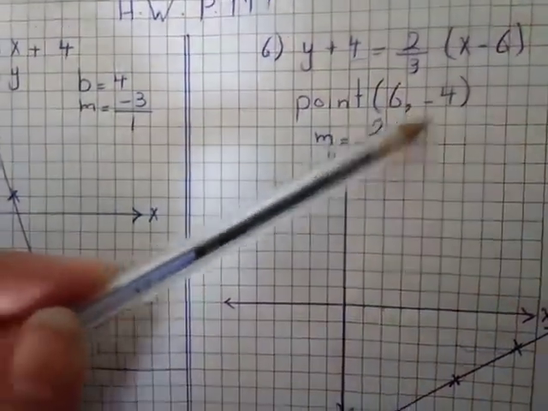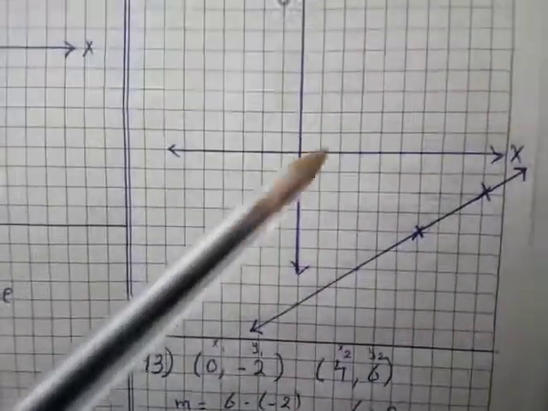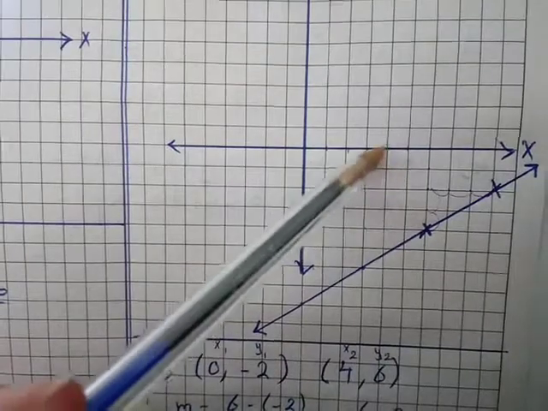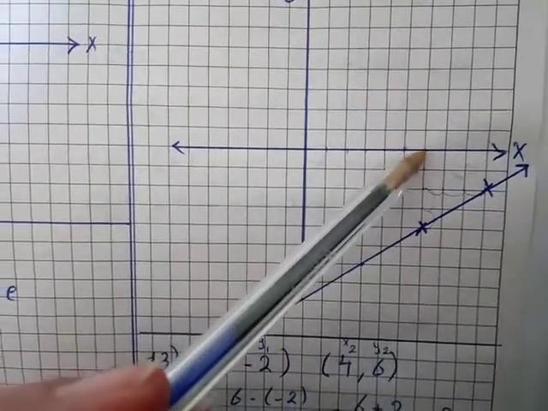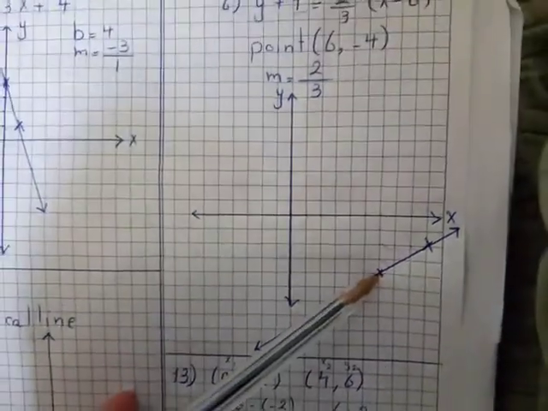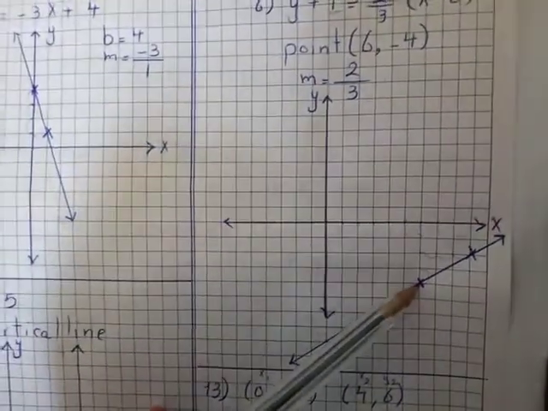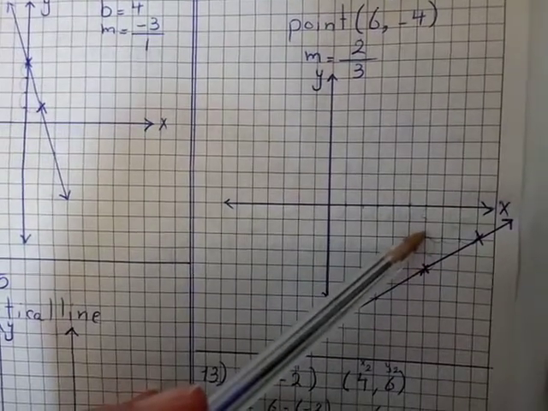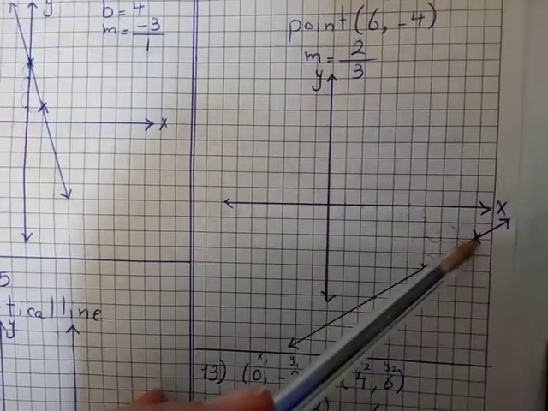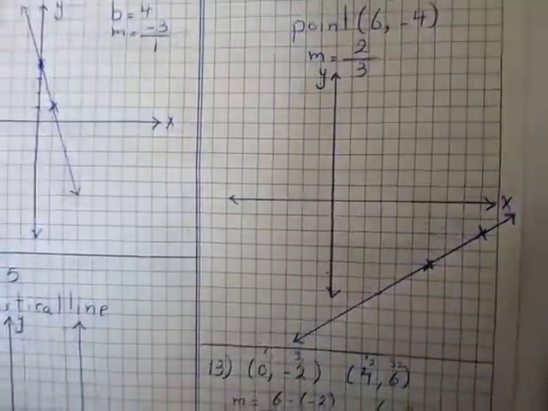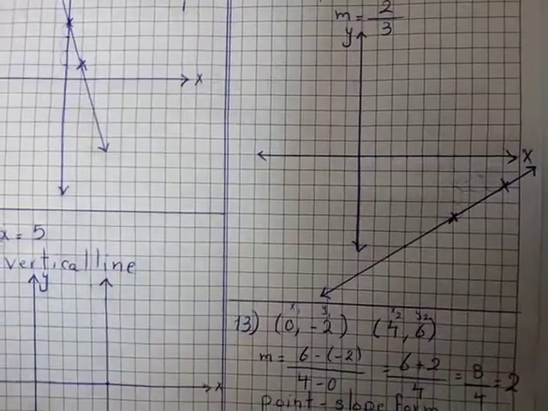Plot 6 and negative 4. This is the x-axis. What is 6? 0, 1, 2, 3, 4, 5, 6, and negative 4, so I will go 4 units down. So this is the point 6 and negative 4. And what is the slope? 2/3, so I will go up 2 units and go 3 units to the right. So we get the second point. Connect between them so we can graph the line.